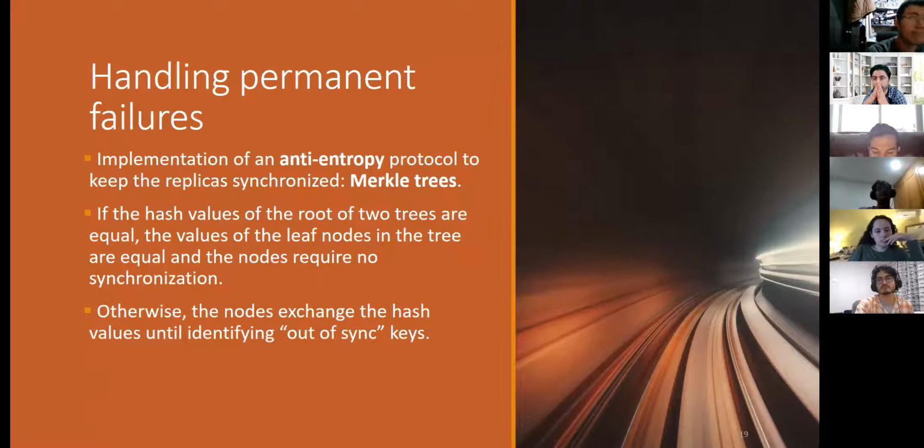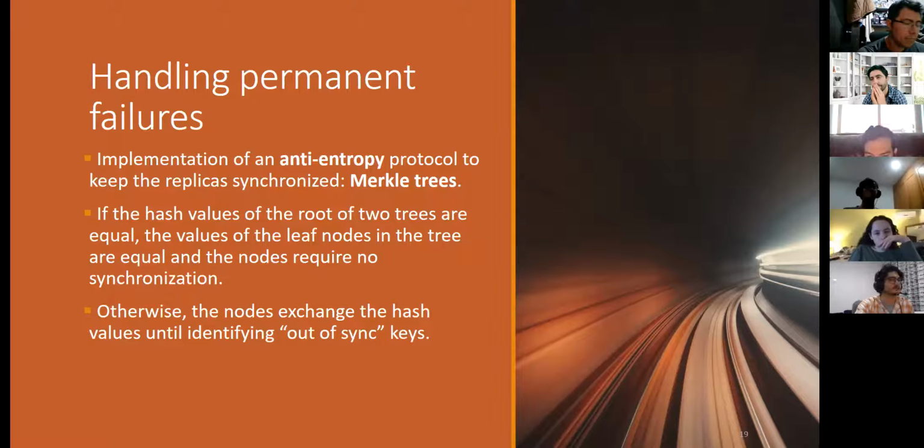And how does Dynamo handle permanent failures? Using an anti-entropy protocol. What is an anti-entropy protocol? It is a synchronization protocol to keep the replicas synchronized. To do this, Dynamo uses Merkle trees.